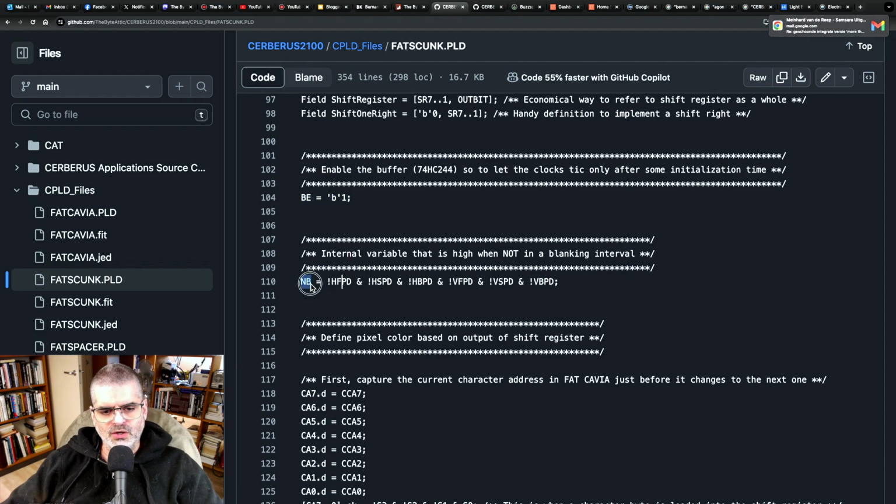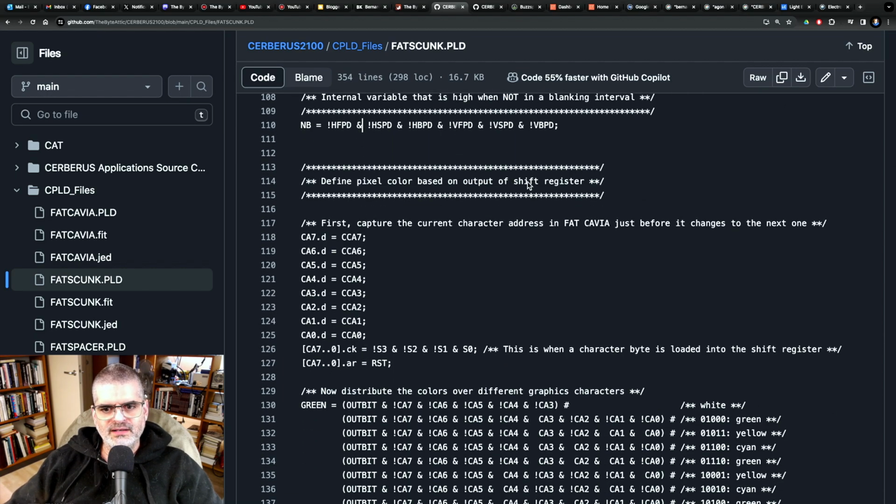Now this is the non-blanking. The non-blanking will be true when we are not in the horizontal front porch, when we are not in the horizontal sync pulse, when we are not in the horizontal back porch, not in the vertical front porch, sync pulse, and back porch. When we are in none of these phases, we are printing pixels on the screen. We are not blanking. So this is the not blanking variable. Remember, an exclamation mark is a negation, and an ampersand is a logical AND.